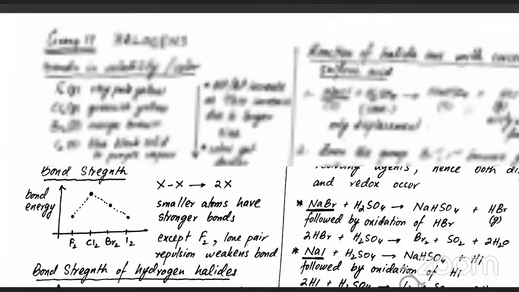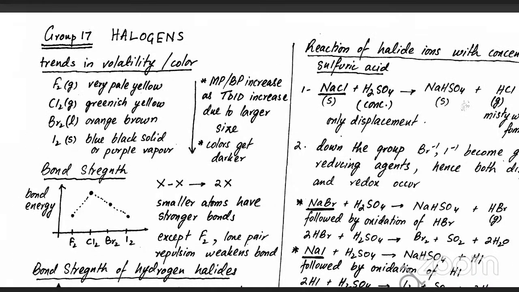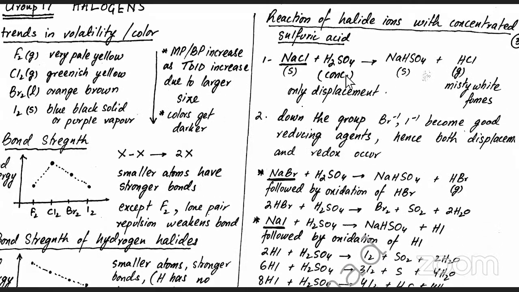Now, there's a typical reaction of halide ions with concentrated sulfuric acid. When NaCl reacts with it, you don't get a redox reaction. Cl-1 does not like to lose electrons. So you only get displacement. The H+1 ions and the Cl-1 ions from the NaCl combine to form HCl gas, which escapes the solution, and you get a white fume of HCl gas.